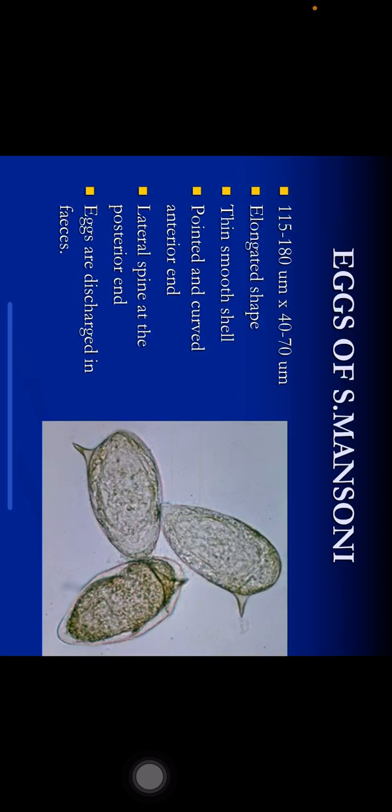Eggs of Schistosoma mansoni, 115 to 180 micrometers long by 40 to 70 micrometers wide. They are elongated in shape with a thin, smooth shell, pointed and curved anterior end, and a lateral spine at the posterior end. The eggs are discharged in phases.